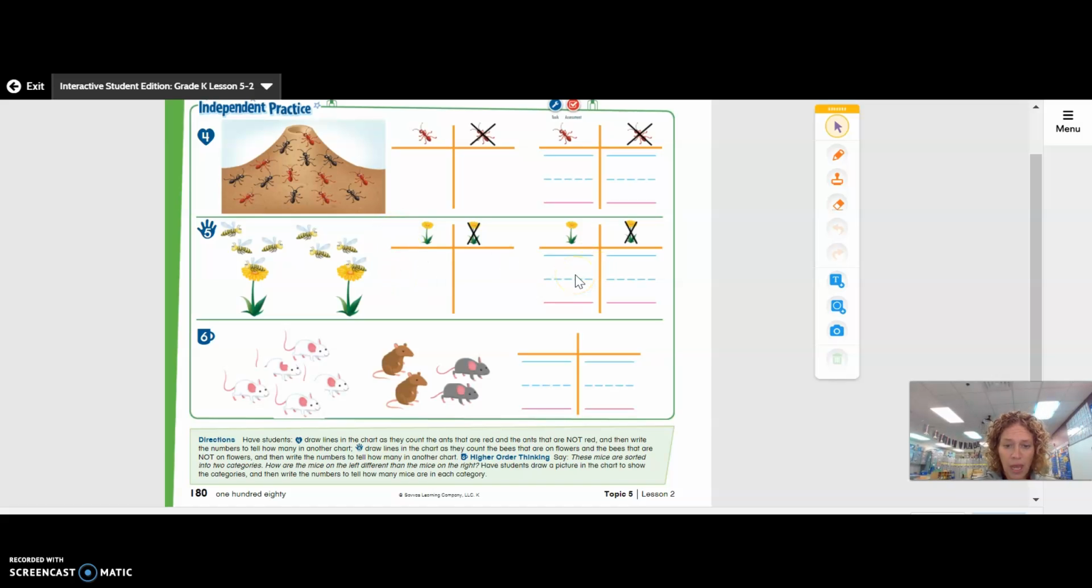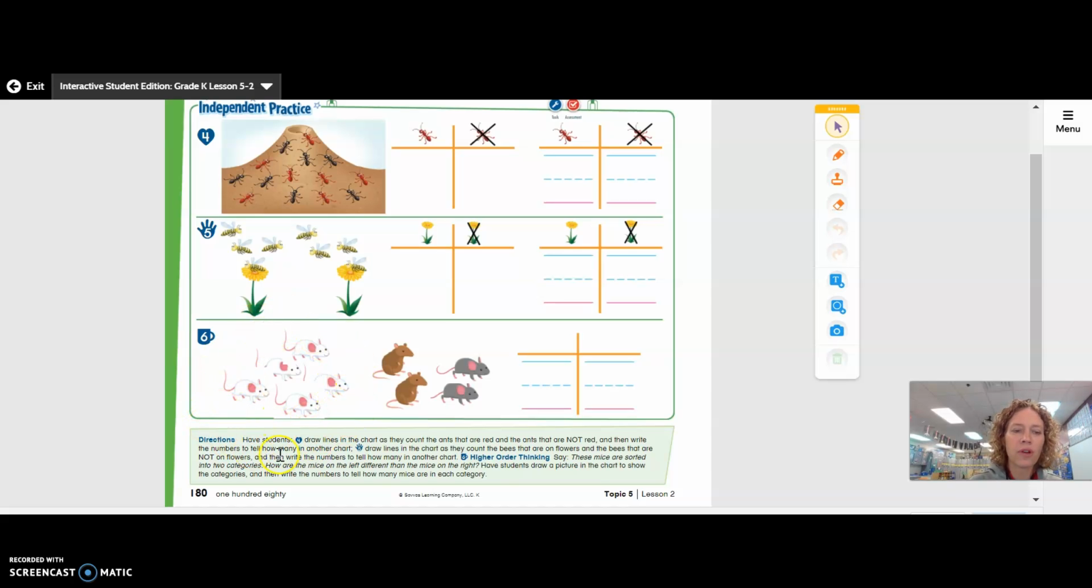Number 6, these mice are sorted into 2 categories. How are the mice on the left different than the mice on the right? Draw a picture in the chart to show the 2 categories. Then write the number and tell how many are in each category. So look here, there's some here and some here. How are they sorted? Huh? Do you have an idea?